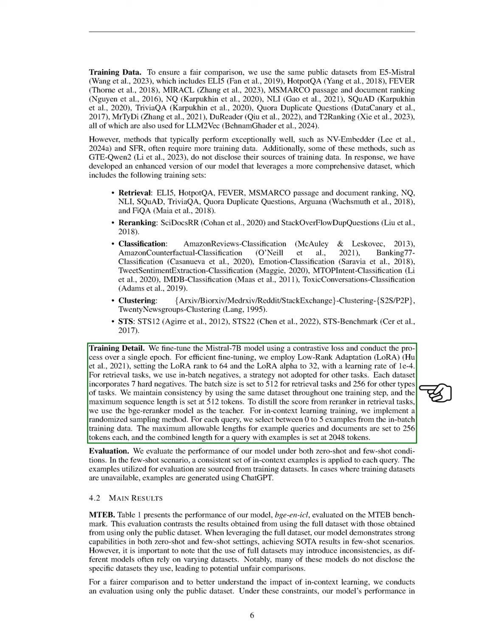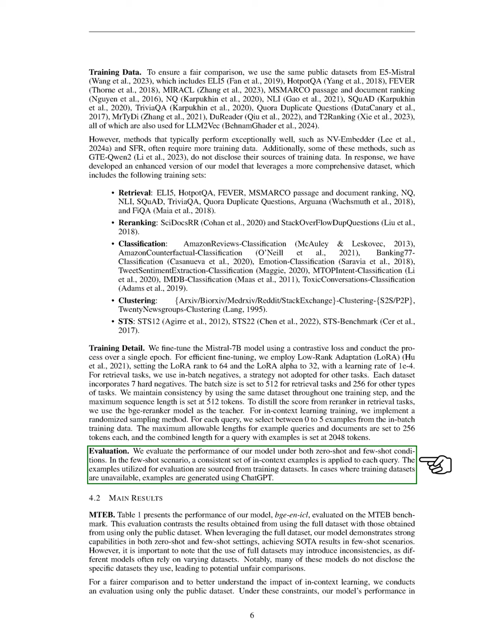For in-context learning, we randomly sample between 0 to 5 examples from the training data for each query, with specific length limits for queries and documents. We evaluate our model under both zero-shot and few-shot conditions, using consistent in-context examples for the few-shot scenario. If training datasets are unavailable, we generate examples using ChatGPT.